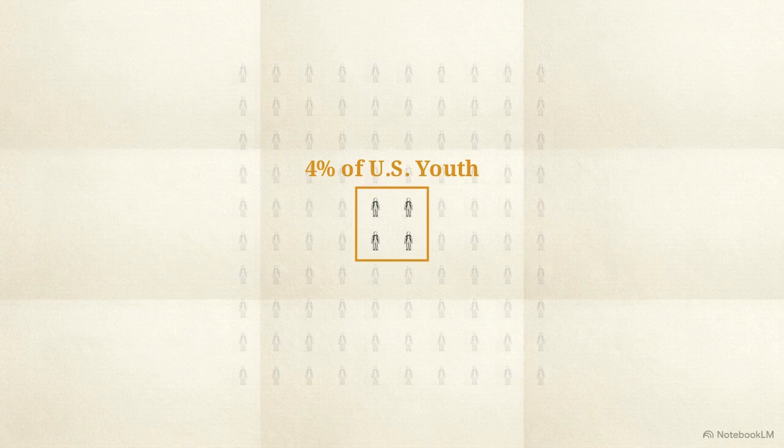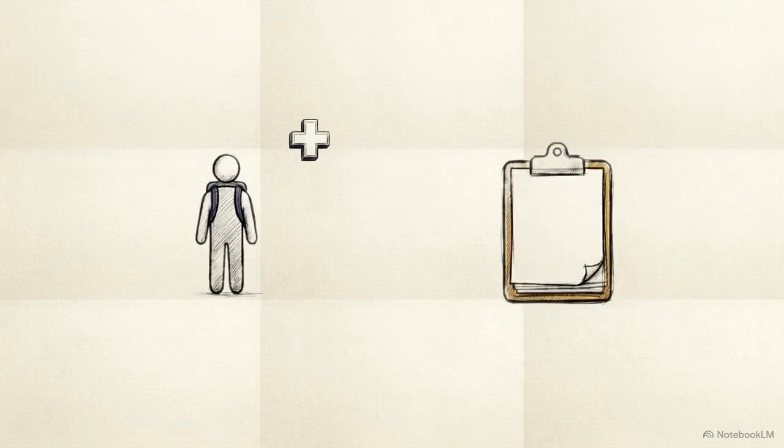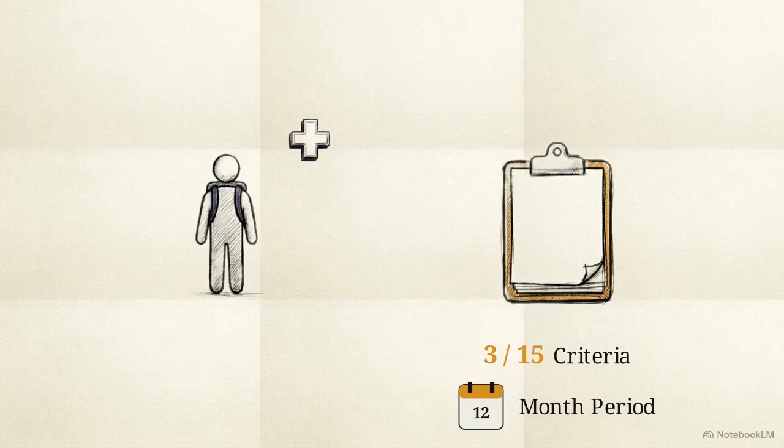This array represents a standard student population. These highlighted icons represent the 4% of U.S. youth meeting the criteria for conduct disorder, defined by a repetitive, persistent pattern of behavior violating others' rights and major societal norms. A formal diagnosis requires exhibiting 3 or more of 15 clinical criteria over a 12-month period.